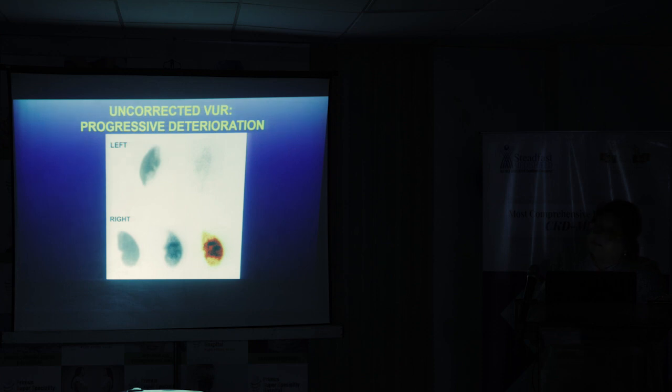Again, you can actually assess this as a progressive deterioration of scarring. So the first one is the baseline. In the second one, you find that there is still some haziness and some defects which you are seeing at the poles. And in the third one, you can see that there is a significant cortical defect which you see at both the poles.